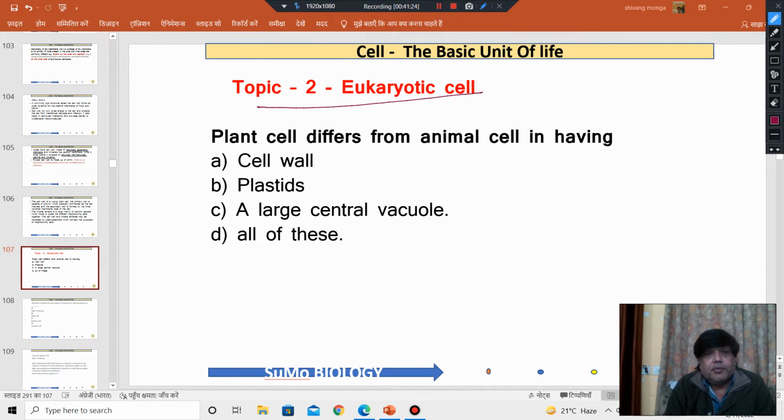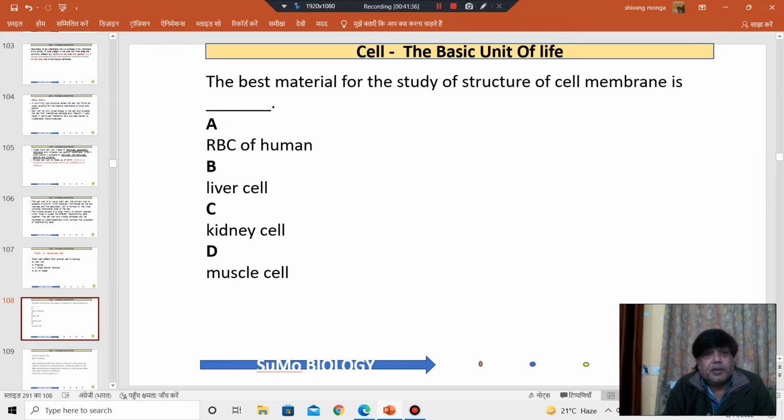Eukaryotic cell. Topic 2. Plant cell differs from animal cell in having plastid, cell wall, large central vacuole, all of these. You should go with all of these. This is the difference between plant cell and animal cell. The best material for the study of the structure or composition of the cell membrane is the RBC of human, as I told you earlier, because mature human RBC is enucleated, nucleus is not present.